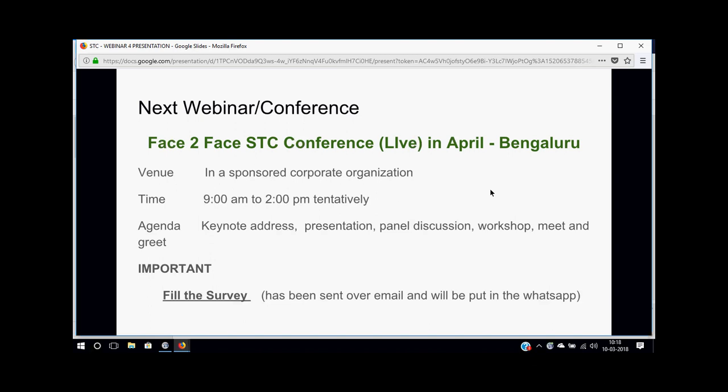The conference timing is approximately 9 to 2. We'll probably start at around 9 o'clock and try to end at around 2 o'clock. We will have a keynote address, presentations, and panel discussions. If possible, we might have a workshop. But more importantly, you will get an opportunity to meet and greet people face to face by attending this conference. It is going to happen sometime in April. The date is not finalized. It's going to happen on a Saturday.